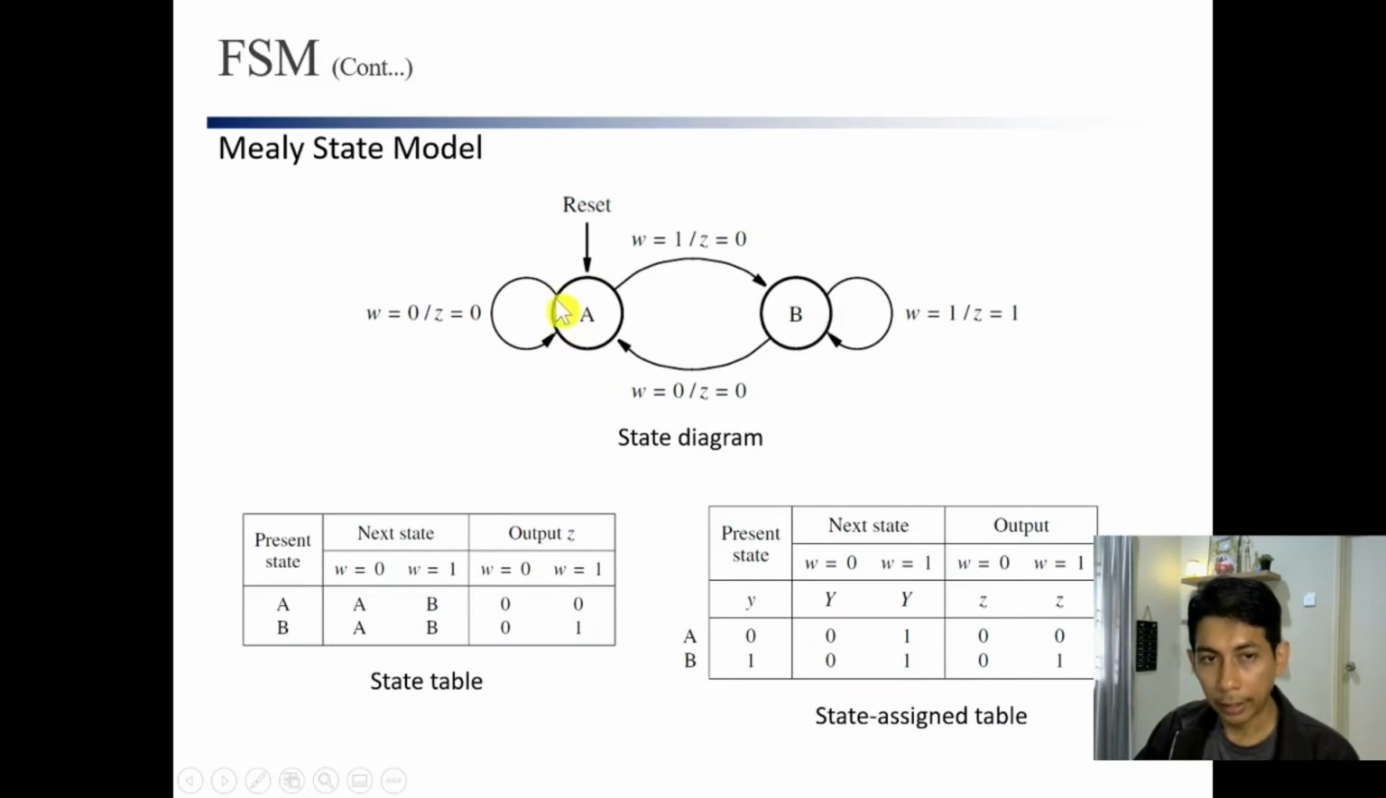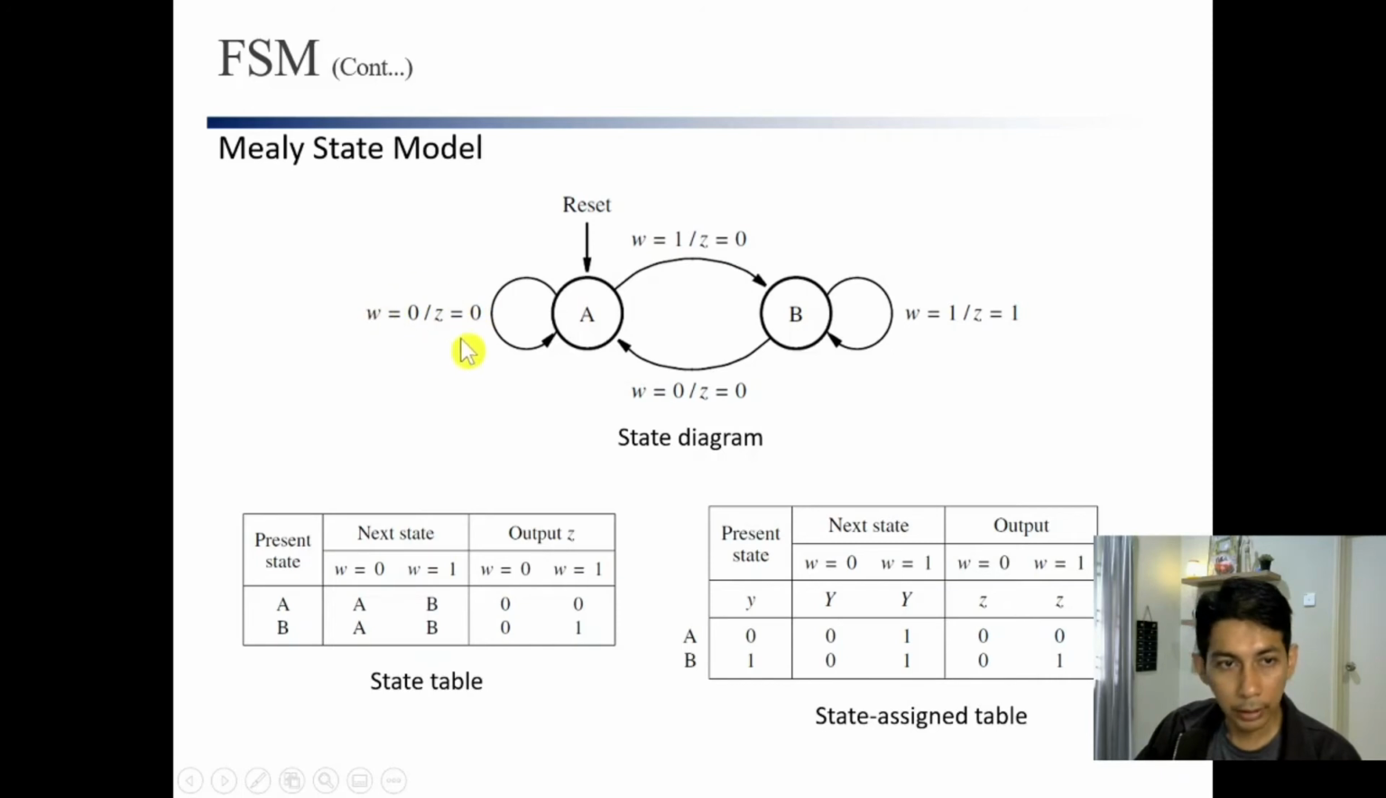All right, and how to design the state diagram for the Mealy type finite state machine. So this is how. Using the same example, we can see that here we have state A. We start with state A, and when we reset or when we start, we are in state A.